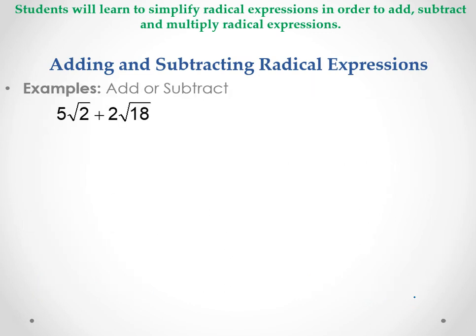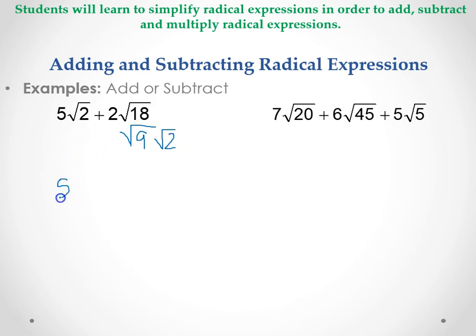So we're going to add or subtract. Now, the radicals don't match here, right? But we can make them match because the square root of 18 is really the square root of 9 and the square root of 2. So that means we have 5 square roots of 2 plus 3 times 2, which is 6 square roots of 2. So our final answer is 11 square roots of 2. Yay?